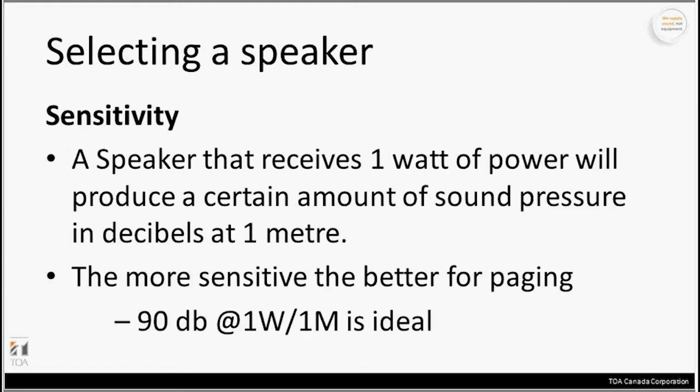I'm sure you've seen this spec before. Let's talk about it. We're talking about sensitivity. When a speaker receives 1 watt of power, it will produce a certain amount of sound pressure in decibels when you're standing at 1 meter. So this particular speaker, when you send 1 watt of power to it, will produce 90 decibels at 1 meter. The more sensitive, the better for paging. Less wattage is required and so forth, but this is a good thing to remember.